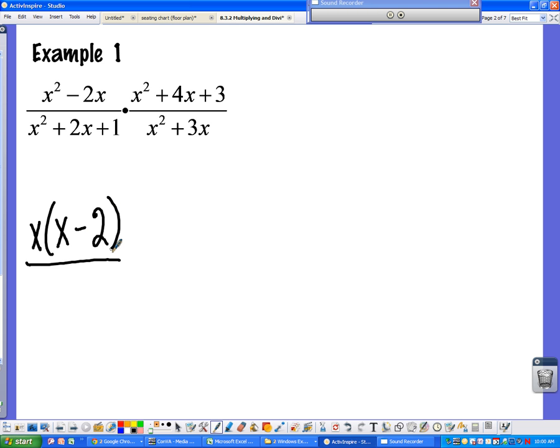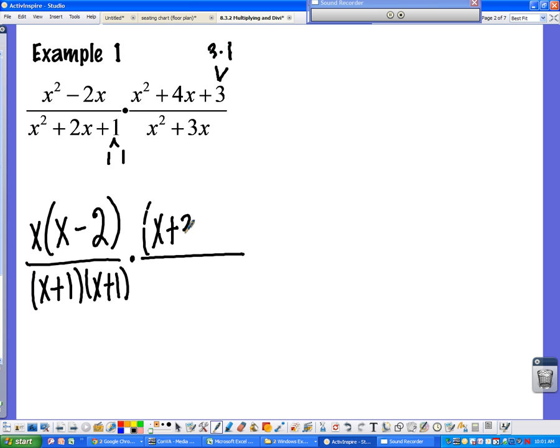On the bottom, we have a trinomial. So you find what two factors multiply together to get 1. Really the only option is 1 times 1, and 1 plus 1 does give us 2. So I end up with x plus 1 and x plus 1. And it's times. On the top, we look for factors that multiply to get 3 and add together to give 4. 3 times 1 gives us 3, and when I add those, I get 4. So it ends up being x plus 3, x plus 1.